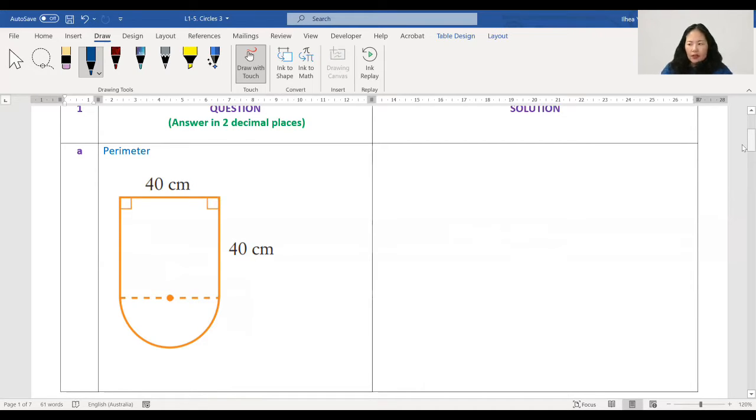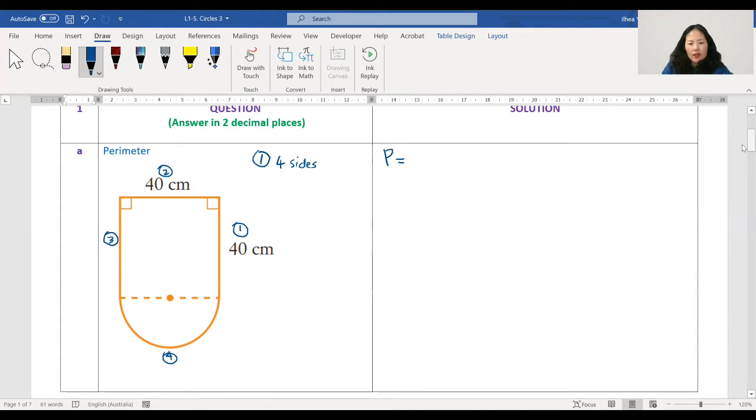Okay, let's have a look at this. Now, first step is to find how many sides this composite shape has. Let me count it here. 1, 2, 3, 4. Okay, there's 4 sides, but the fourth one is like a curved one. Okay, so there's 4 sides, and that means we want to know 4 measurements, 4 values. Okay, because it's a perimeter. So I will go capital P for perimeter.